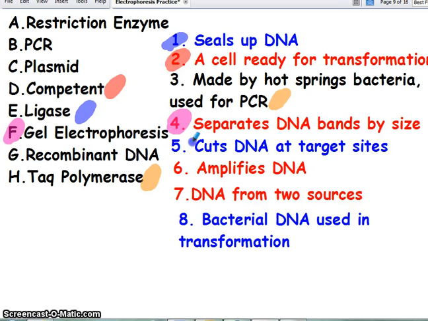Next, cuts DNA at target sites. That is our restriction enzymes. Amplifies DNA. Make sure you know what the word amplify means. Amplify means to make copies of, and that's PCR.